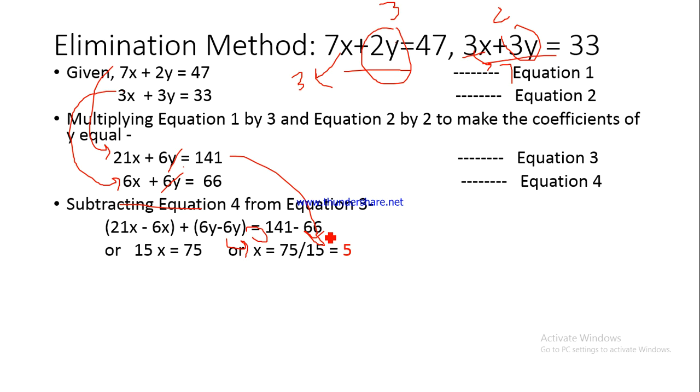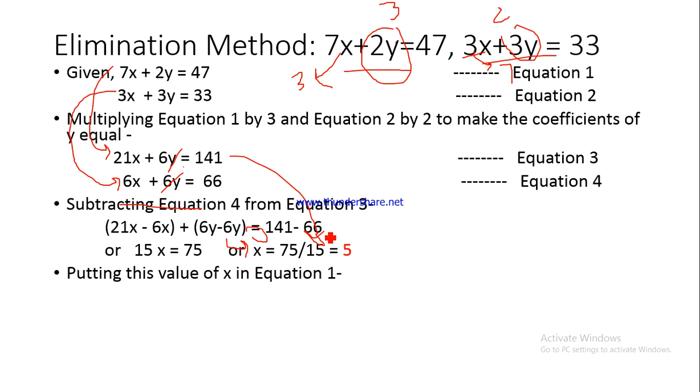So do keep doing the calculation on your own. Once you have got 15x equal to 75, x equal to 75 by 15 is equal to 5, you have to put in this value in one of the equations. It could be any equation from equation 1 to 4. So we have done it here, and we have put the value of x in equation 1.